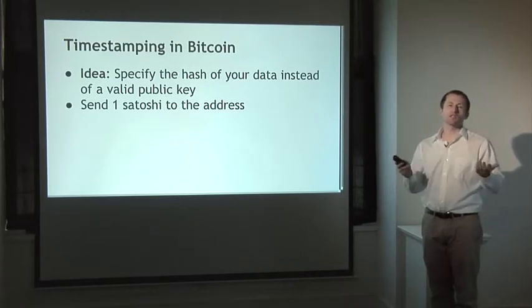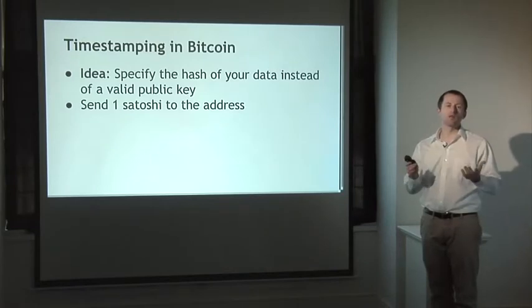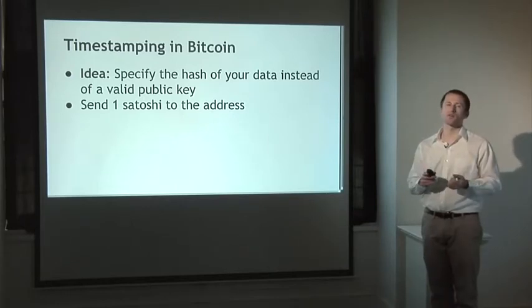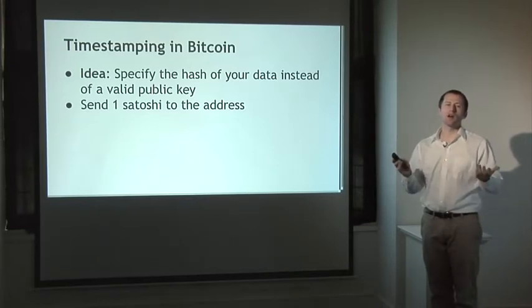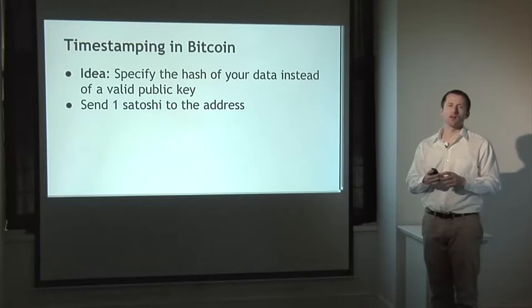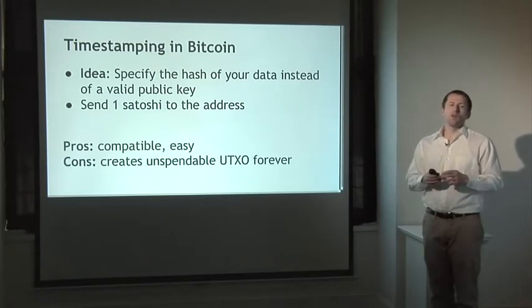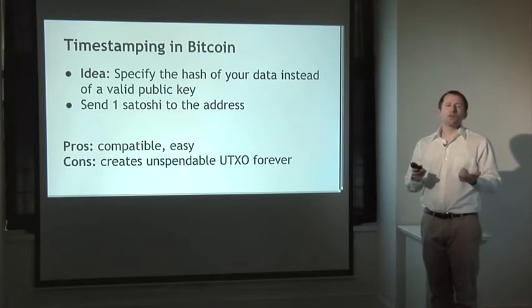You can send a very small amount, say 1 Satoshi, the minimum possible transaction value in Bitcoin, to that address. And of course, it's in your interest to send as little as possible because you're never going to get the money back. Since that is a hash of data and not a public key, there's not going to be any way to ever spend the coin that you send to that address. So the advantage is that this is a really simple, easy way to do it.